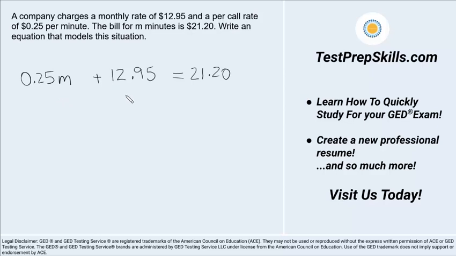We need to add that to our flat rate. We took that from our word problem. And then that's going to equal our total. And we were told our total is $21.20. So we've taken care of everything that we had in our word problem to create this model. We have our rate times our number of minutes. We added that to our flat fee, and that in turn equals our sum or our total that we were given. So that's our answer. 0.25m plus 12.95 is equal to 21.20.